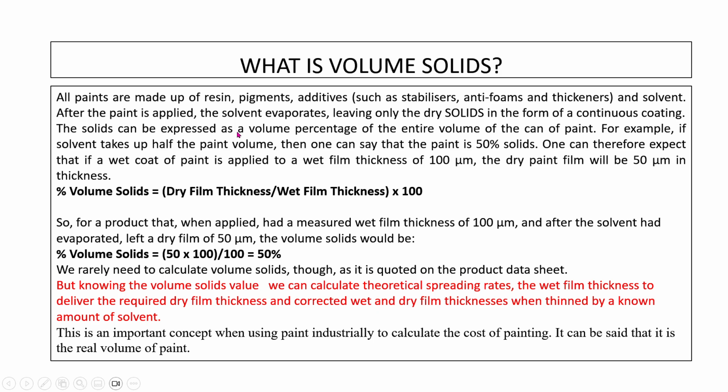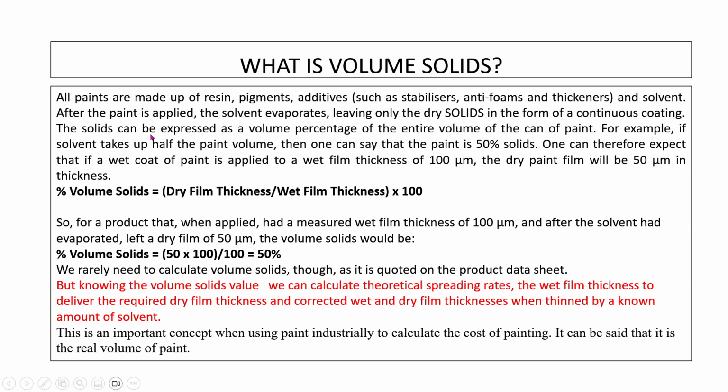We know what the solvents are: water solvents or oil solvents. Water solvents evaporate quickly. Oil solvents evaporate slowly, leaving only the dry solids. Dry solids means resin, pigment, and additives in the form of a continuous coating. So this solid is left as a continuous coating.